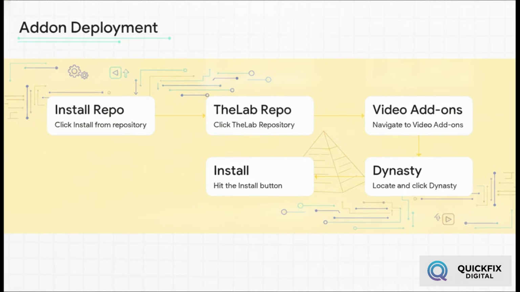And boom, there it is. Click on Dynasty, and then just hit the Install button. The system is going to do its thing, download all the necessary dependencies, and drop the add-on directly into your main video interface. And just like that, setup is complete.